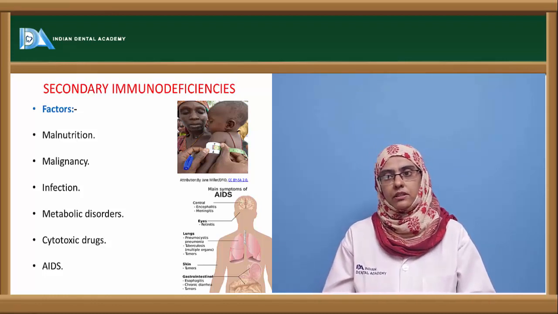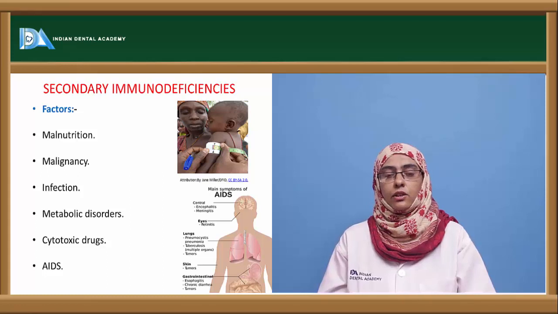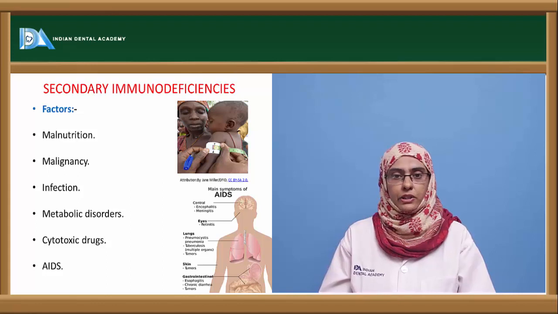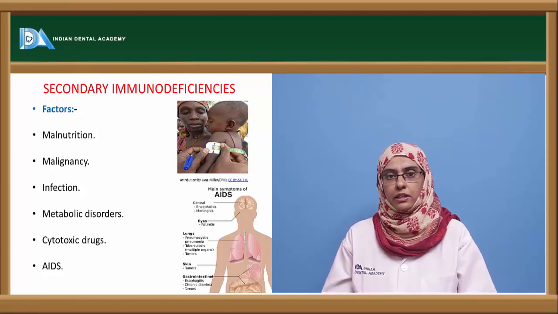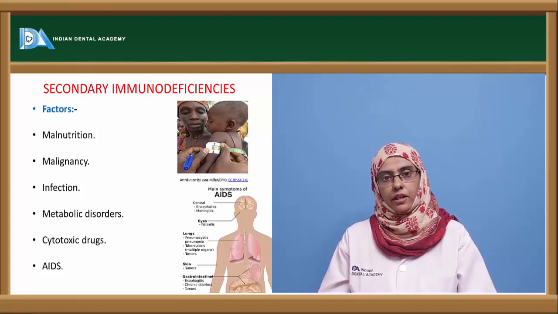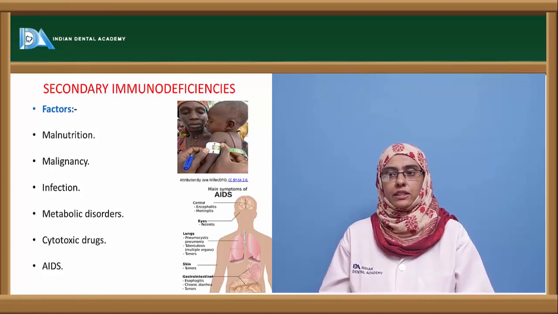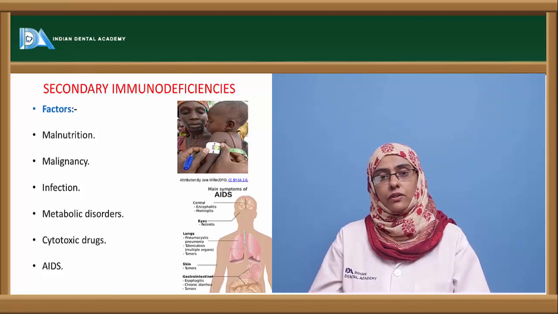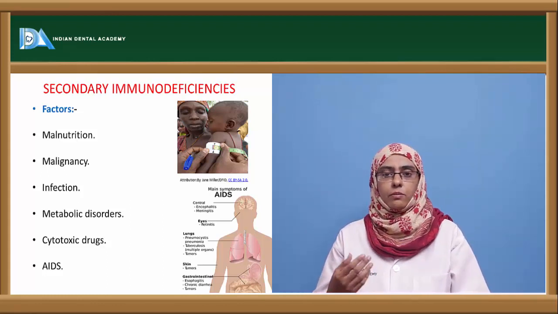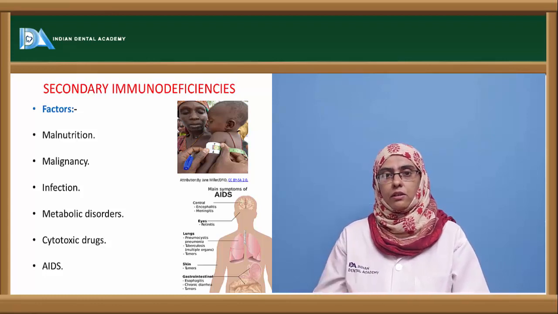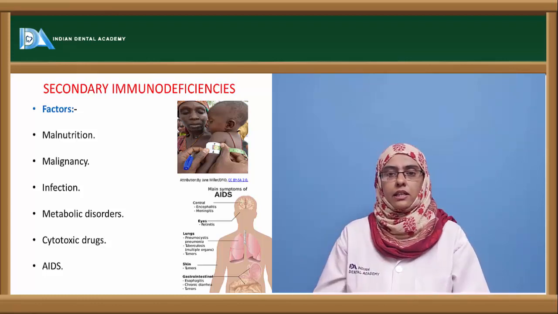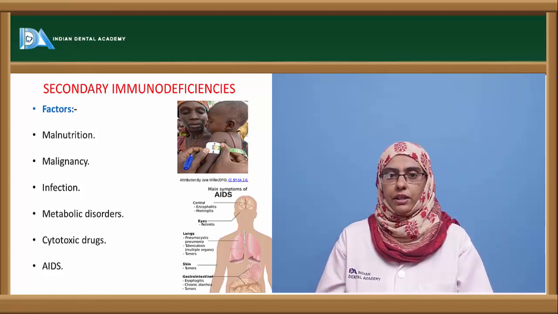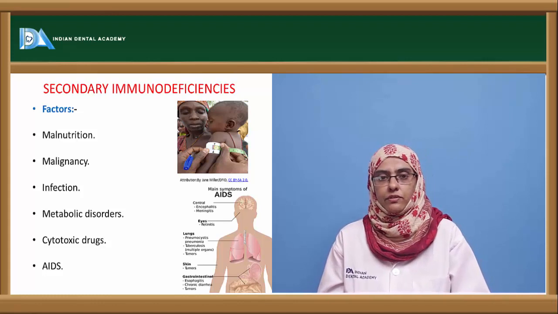One is malnutrition, second is malignancies, that is tumors, or infection with viruses and other pyogenic bacteria. There can be metabolic disorders due to a variety of environmental factors, diet, nutrition, etc., and cytotoxic drugs. These drugs usually cause lysis of the cells that are involved in the proper functioning of the body, so when they are lost, it leads to secondary immunodeficiency disease. And the most prominent one is AIDS, acquired immunodeficiency syndrome, which is a secondary immunodeficiency disease.